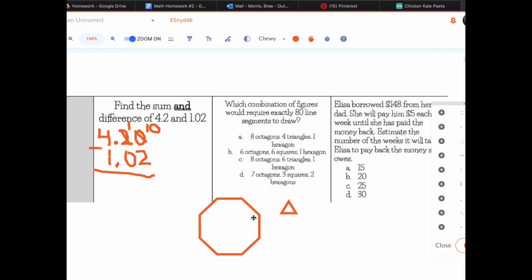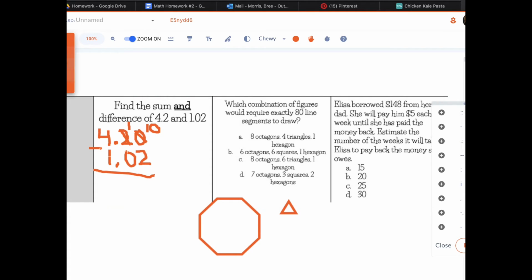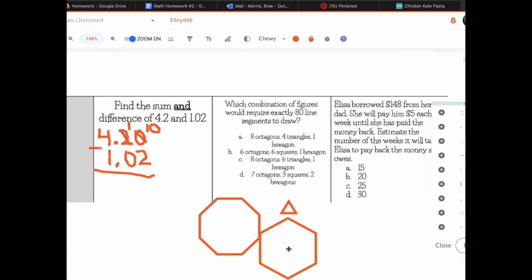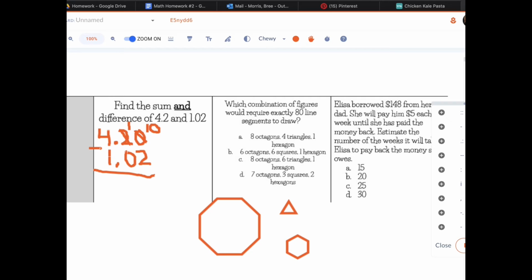Make them smaller so I can try and fit all these shapes. A hexagon has 6 sides. Okay, and then let me see what other shapes are listed here. A square. So square's easy. We know squares have 4 equal sides.